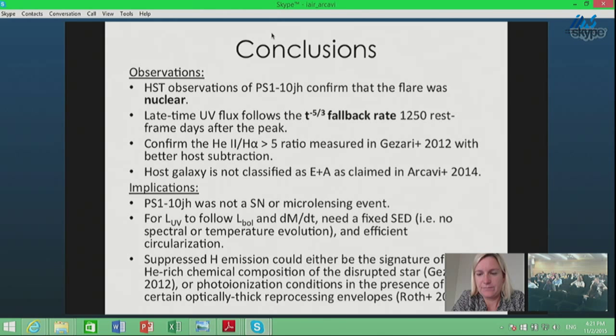Tiffany? Just directly related to that. So I guess the key thing is that helium-2, in order to create the ion, has its ionization potential in the soft X-ray. In order to produce a strong helium-2 emission line, you do need strong soft X-rays. So why are these not seen?